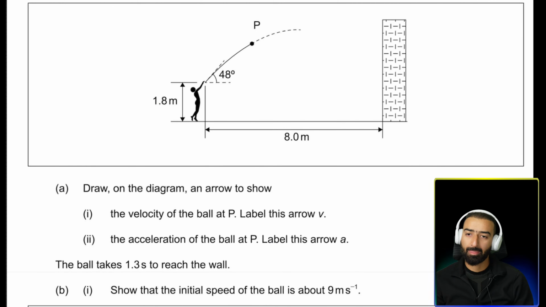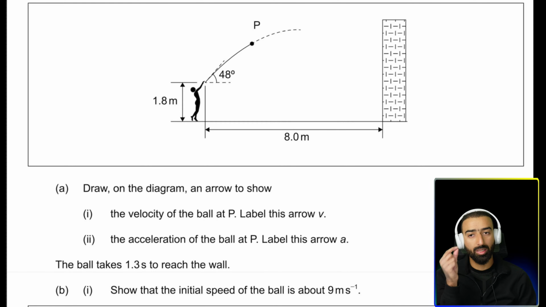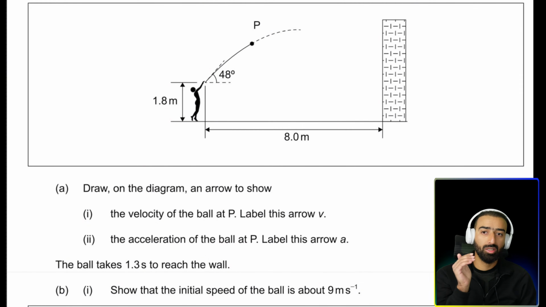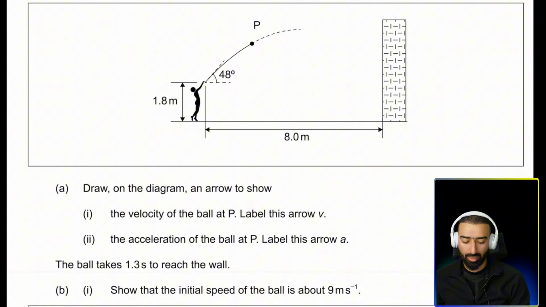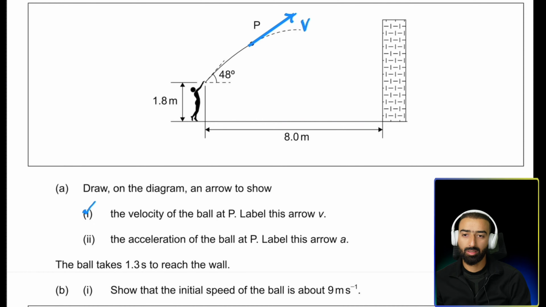Part A. Draw on the diagram an arrow to show the velocity of the ball at P and label this arrow V. Okay, that's one. Number two, the acceleration of the ball at P, and we need to label this arrow as A. Well, whenever an object moves, the velocity at any point on its path is just a tangent to the curve. So we are supposed to draw a tangent to the path and call that V. So the velocity vector is always a tangent to the path. So that completes the first question.